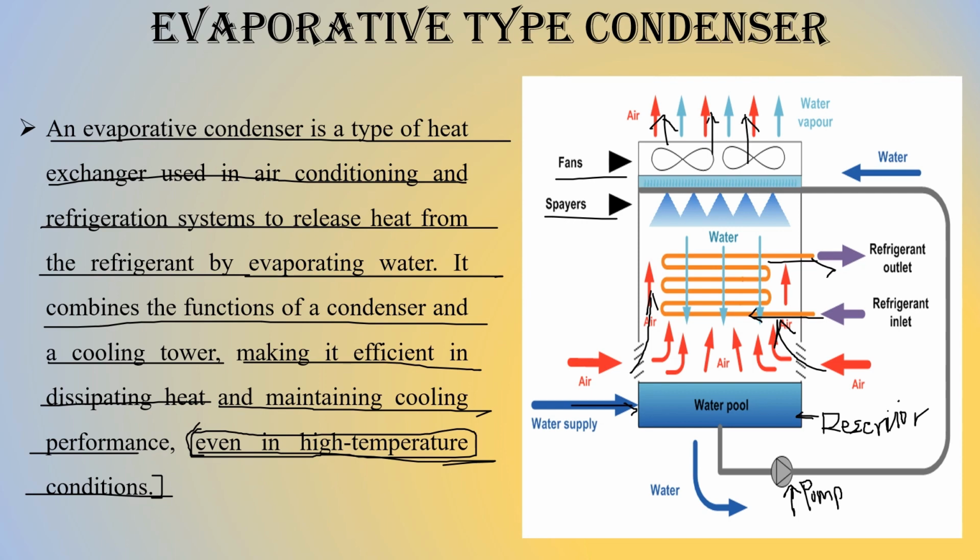The working is very simple. Just listen and understand. So this is the coil where the refrigerant is carried. Okay, so it moves from here and comes here. The inlet is in vapor form, and the outlet is in liquid form.